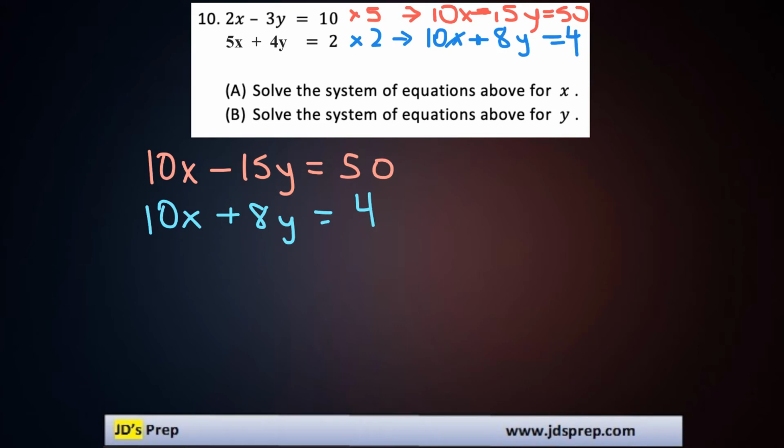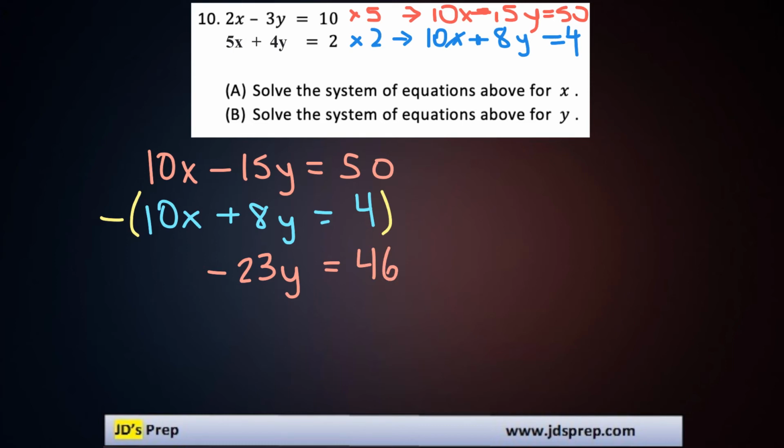And now that we have the same coefficient in our x terms, we are going to take this first equation in red and subtract the second equation. By doing that, those x terms completely cancel out. And let's see what we'd be left with. Well, we'd have negative 15y minus 8y. That becomes negative 23y. And that's going to equal 50 minus 4, or 46.